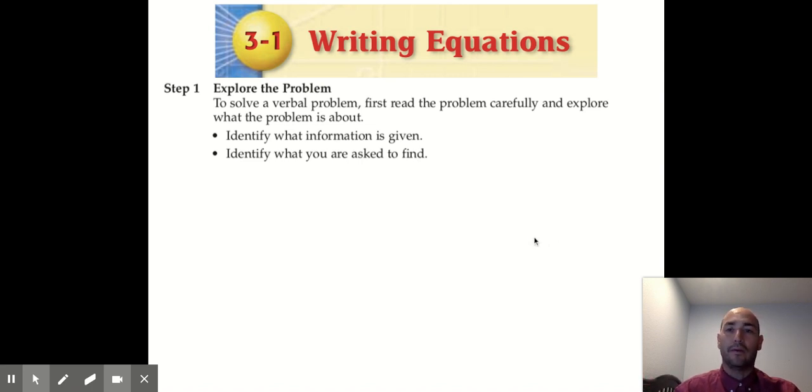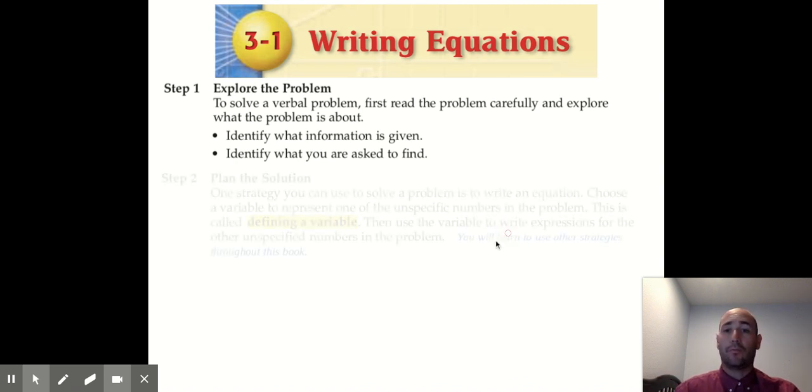So step 1, exploring the problem. What does that mean? Well, to solve a verbal problem, we need to first read the problem carefully and explore what the problem is about by identifying what information is given and identifying what we're actually being asked to find. What is this question actually asking me to do?